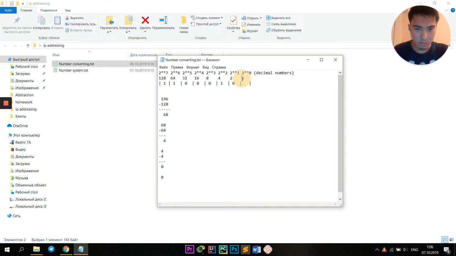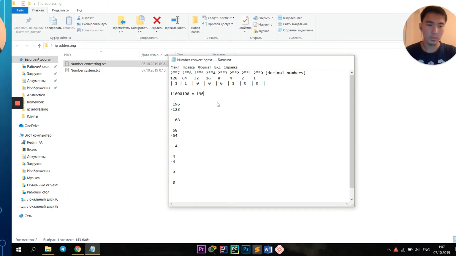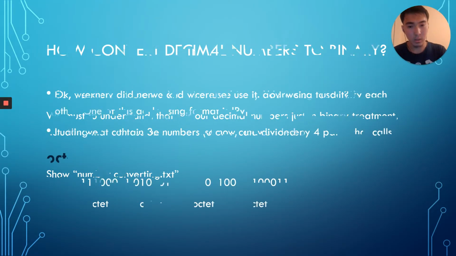We see that it is only 1 and 0 and compare again. 1 is greater than 0, so we also do not use 1. So we have these ones and zeros, and put them here: 1 1 0 0 0 1 0 0. It's our number just in binary treatment. So we understand how it's converted. So let's go to the next slide.